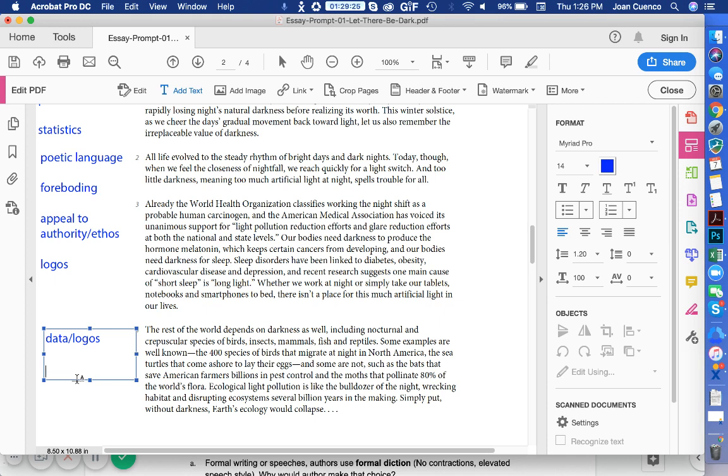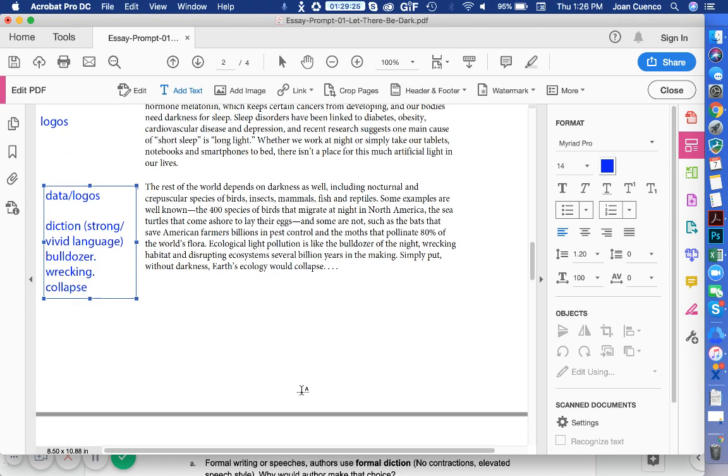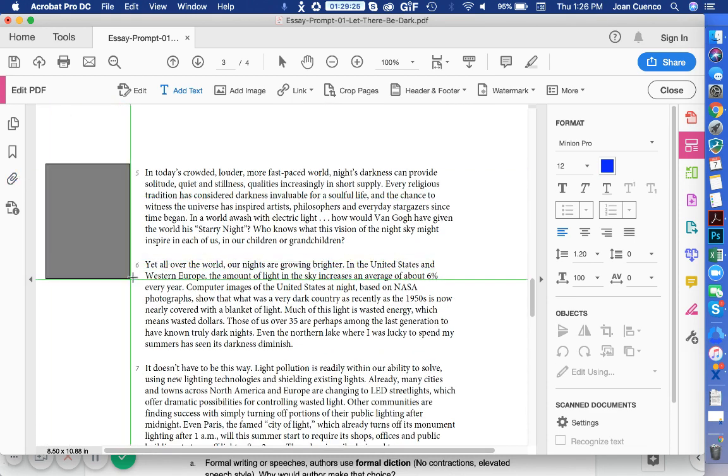So let's see, ecological light pollution. I also noticed bulldozer of the night. So that's diction. He's using strong, vivid language. Bulldozer. Wrecking. Disrupting ecosystems several billion years in the making. Collapse. These are definitely strong words, drawing our attention to how urgent the situation is. Okay, let's move on to the next paragraph.